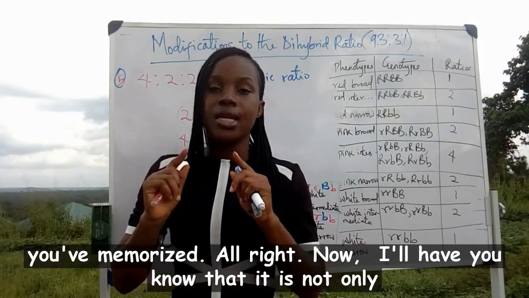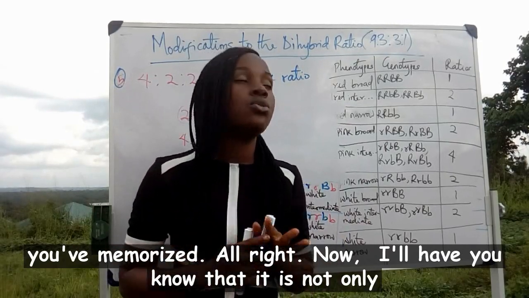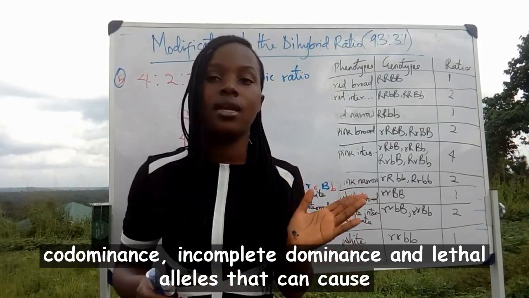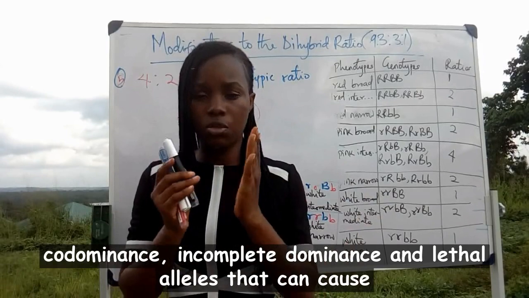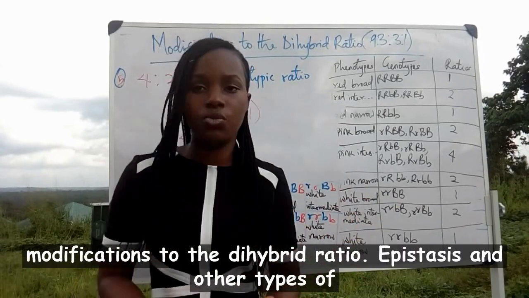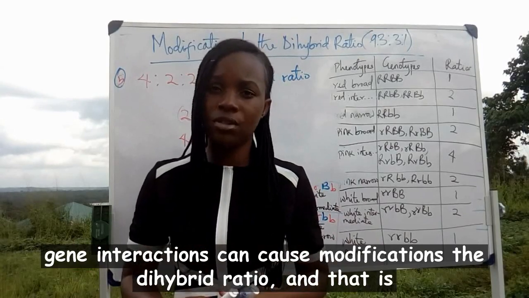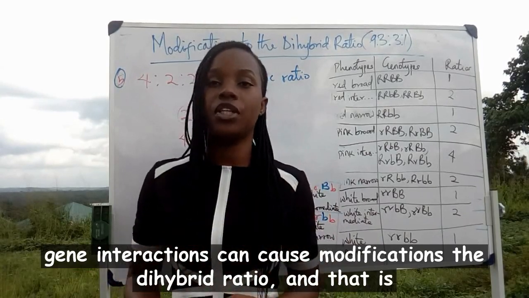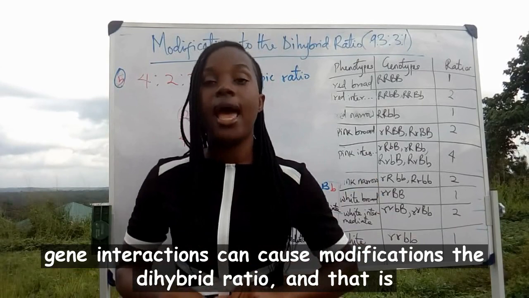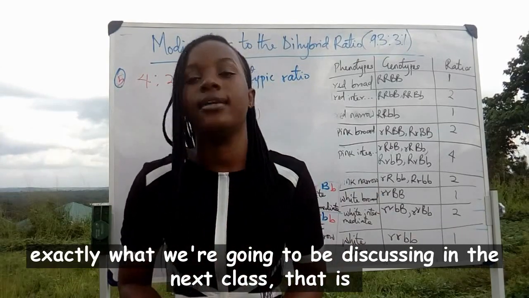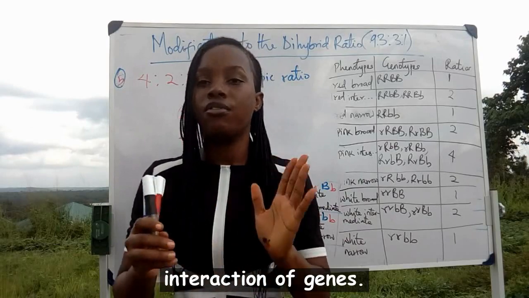All right. Now, I'll have you know that it is not only co-dominance, incomplete dominance, and recessive alleles that can cause modifications to the dihybrid ratio. Epistasis and other types of gene interactions can cause modifications to the dihybrid ratio. And that is exactly what we're going to be discussing in the next class, that is interaction of genes.